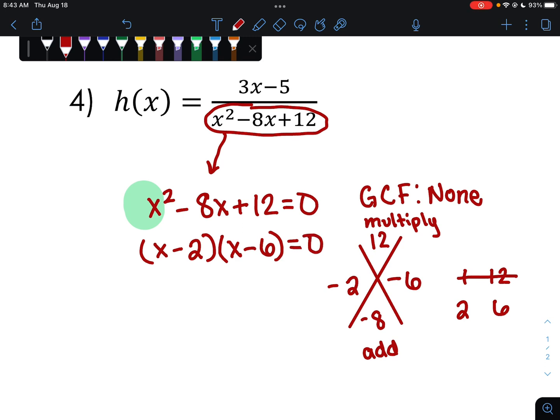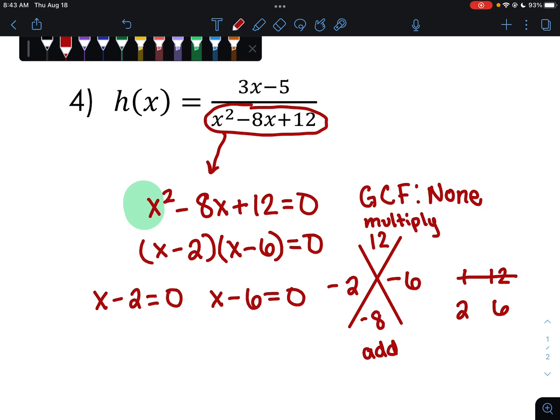Since we have two factors, we're going to apply the zero product principle. All that means is that I'm going to take each factor, so x minus 2, and set it equal to 0, and x minus 6, and set it equal to 0. Then we solve each individual one.